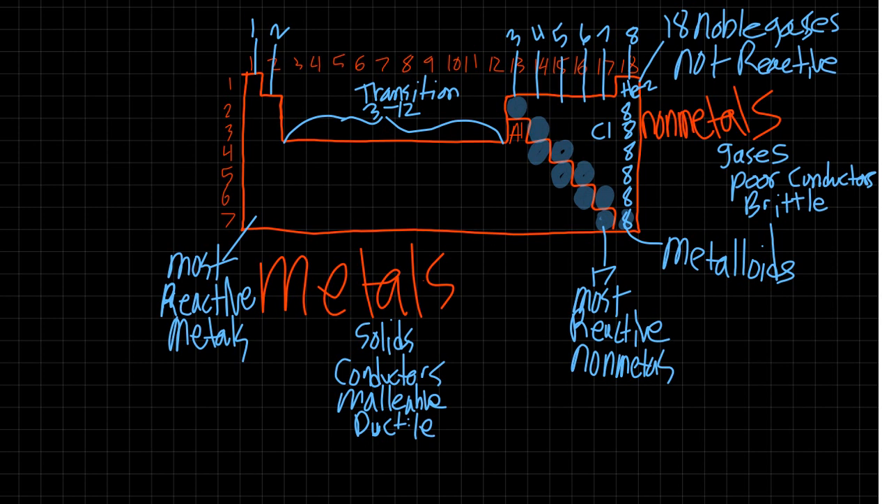But here's the thing. The Octet Rule states that elements want, and I'm anthropomorphizing when I say want, it's just the way it works, elements want 8 valence electrons. Doesn't matter how many electrons they have on the inner shells. What they want is 8 on the outermost shell. Because if they have 8, then they will be like the noble gases.